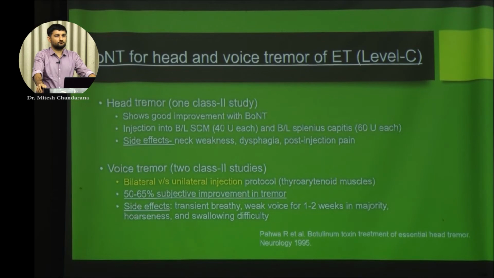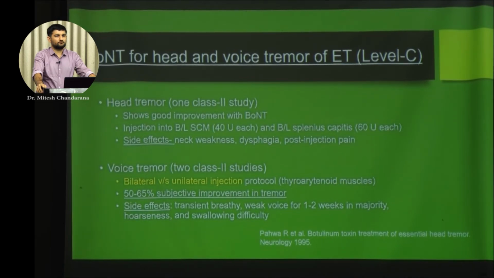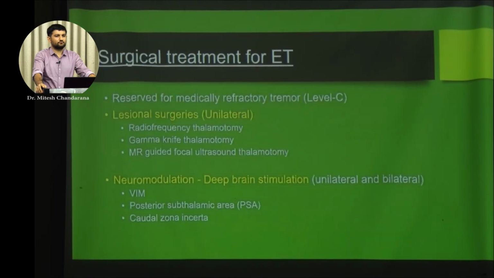Voice tremors, there are two class 2 studies. They have used bilateral versus unilateral approach into thyroarytenoid muscles. There is 50 to 60% subjective improvement in the tremor, but the side effects are more common, like transient breathy, weak voice for 1 to 2 weeks in majority, and hoarseness and swallowing difficulty are the other side effects.